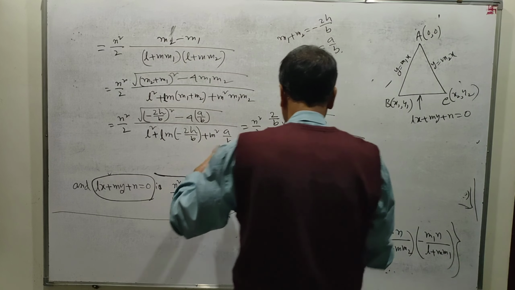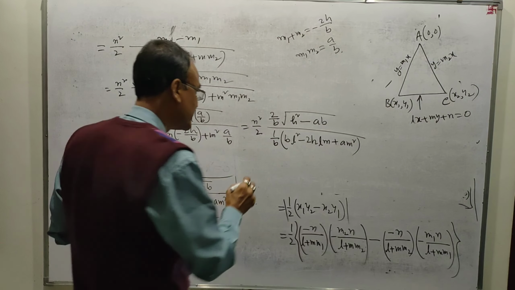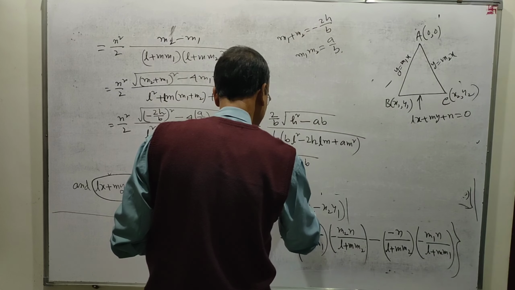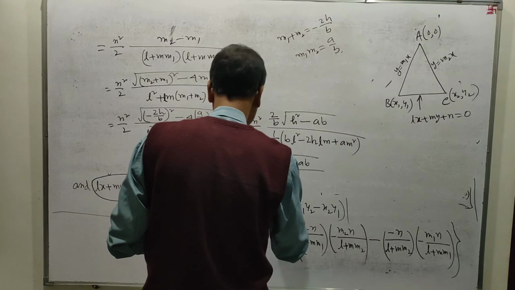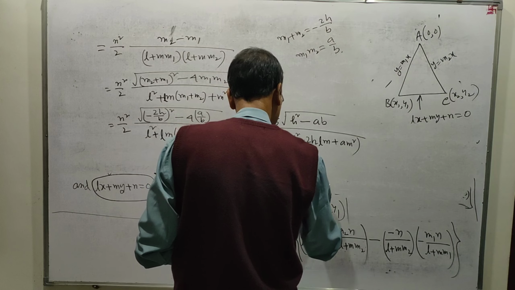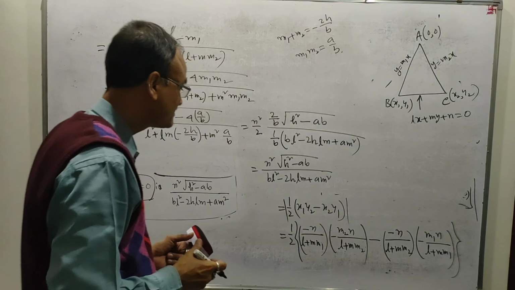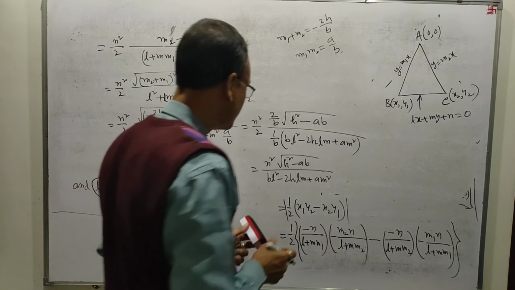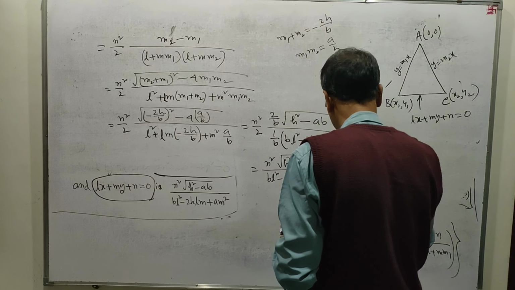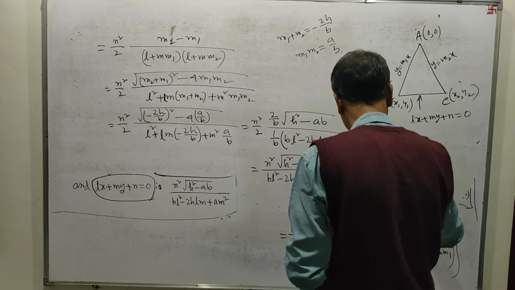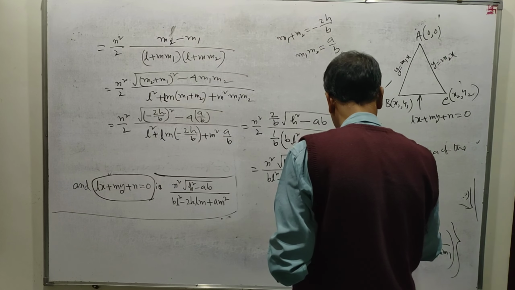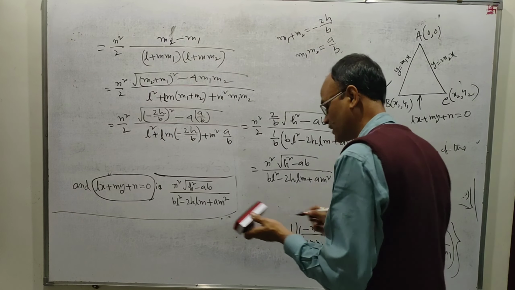plus a m square. Now you see, 1 by b, 2 cancel. This is equal to m square into root of (h square minus a b) divided by (b L square minus twice h L m plus a m square). This is the required area of the triangle ABC.